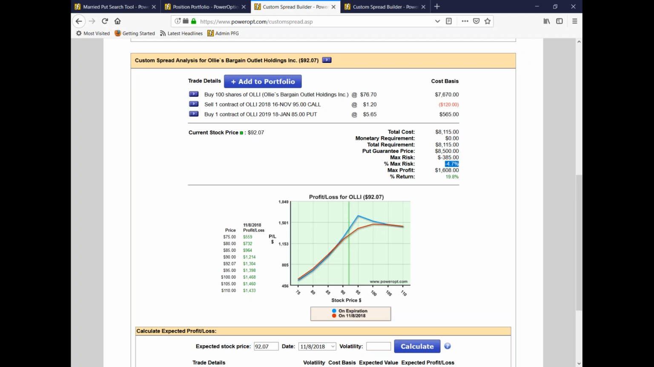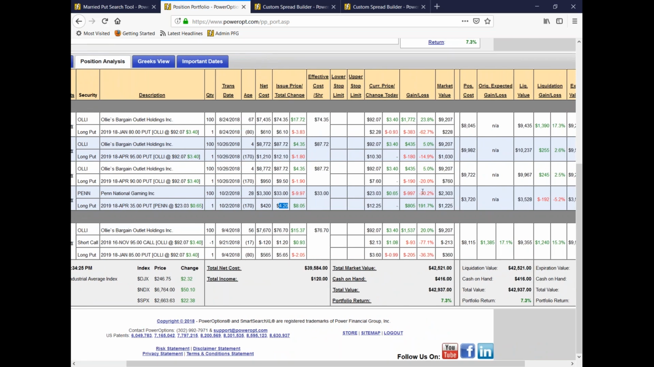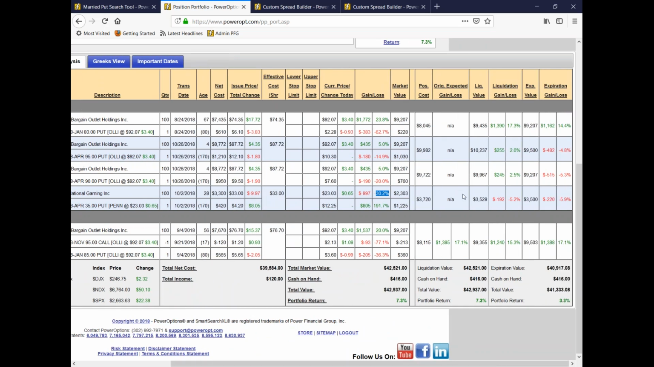Another real quick position that I showed you, here's one that I did open at the peak, beginning of October. Penn National Gaming, bought the stock at $33 per share. Bought the April 35 put, had 198 days to expiration for $420. The stock is down 33%, even with the market coming back up. It's down 30%. It was down about 32% at the beginning of the day. Here we are down at 30%, and I am at the max loss of about 5.2%.